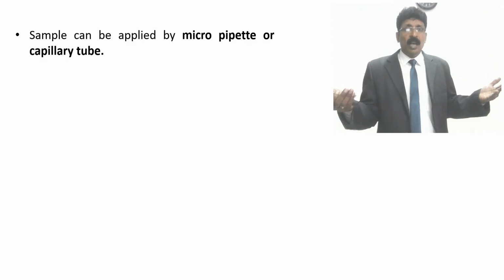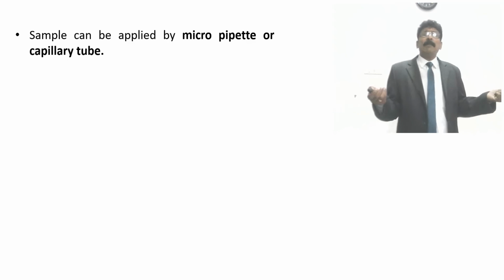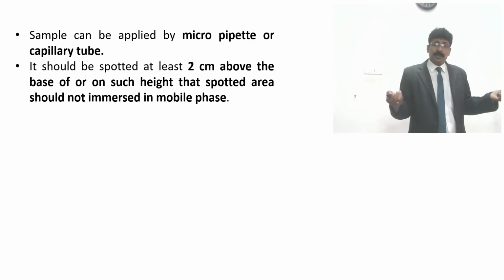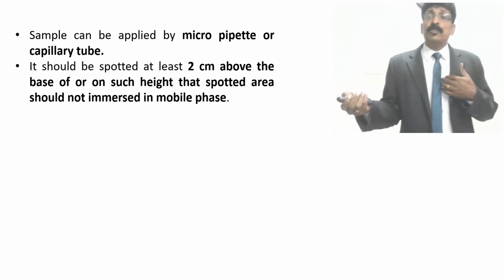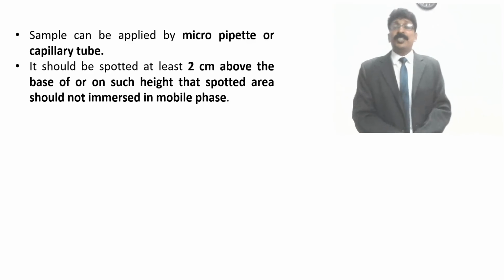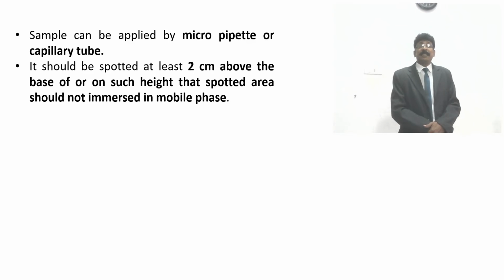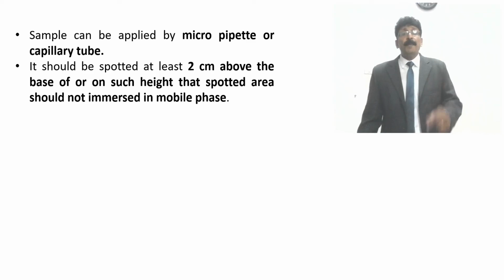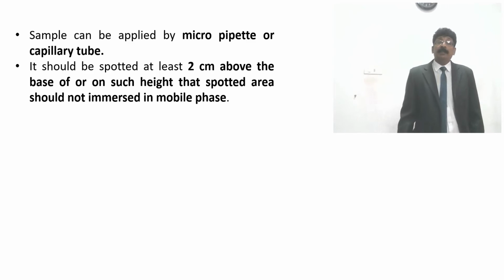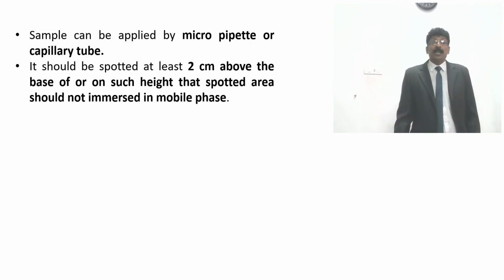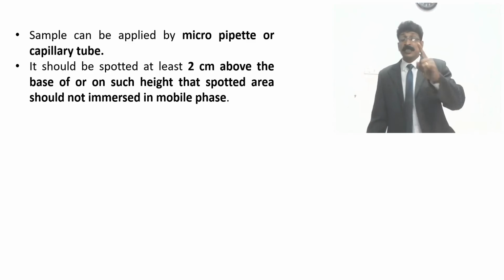And the samples can be applied by micropipette or micro capillary tube. Micropipettes can also be used because if you want to go for quantitative estimation, it is needed to know how many ml I have kept as a sample. It should be spotted at least 2 centimeters above the base, and the spot area should not be immersed into the mobile phase. This point I have also explained to you, very important.